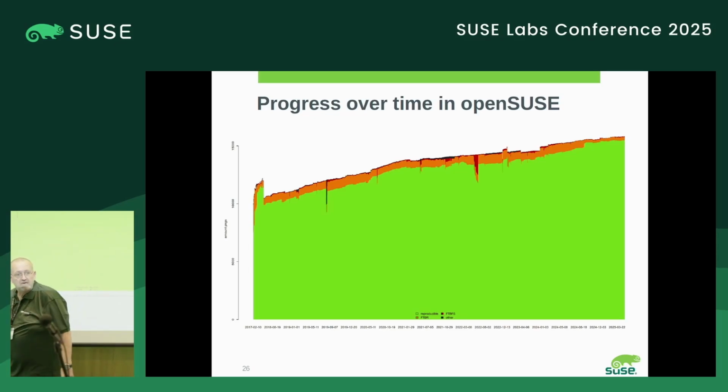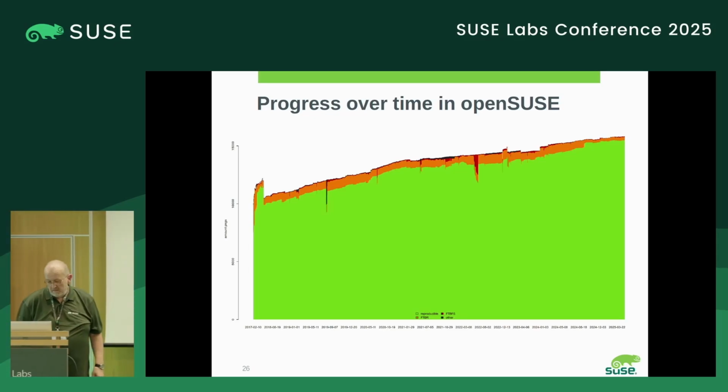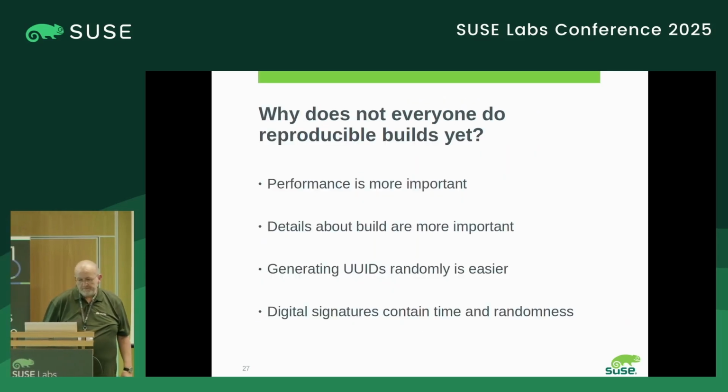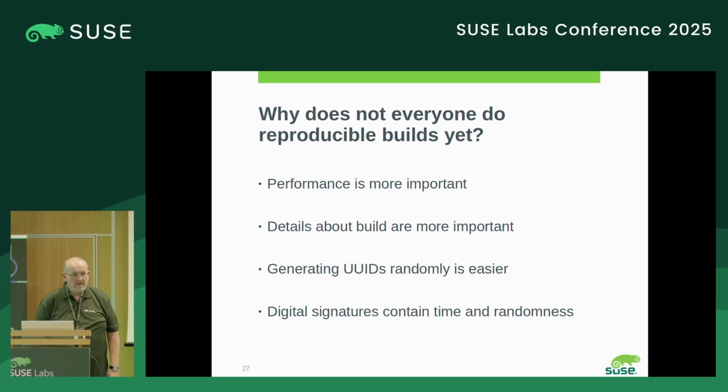You can see that it has an impact. So now the question: why does not everyone do reproducible builds yet? As I said, some of the things have poor performance. So if the performance is important, ordering everything is not an option.